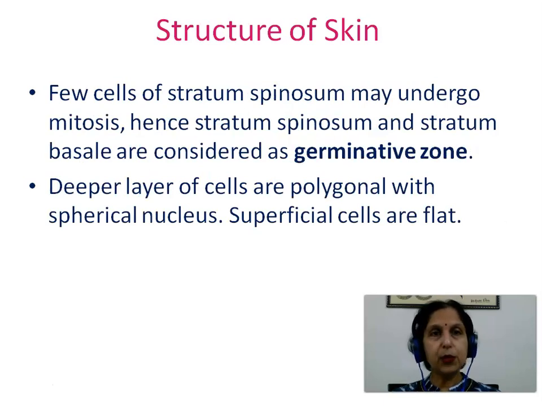Few cells of stratum spinosum may undergo mitosis. Hence, stratum spinosum and stratum basale are together considered as the germinative zone. The deeper layers of cells are polygonal with spherical nucleus, while the superficial cells are flat.